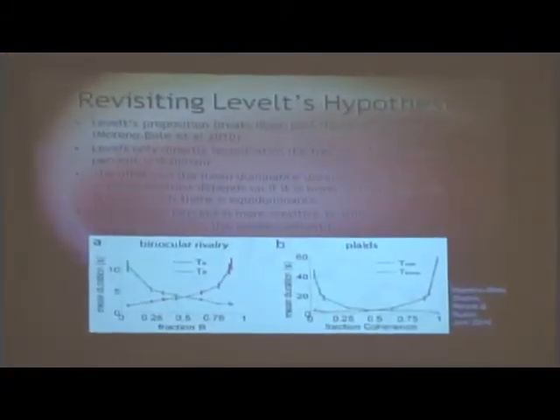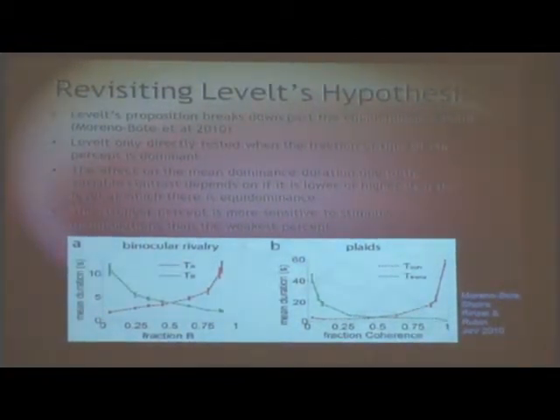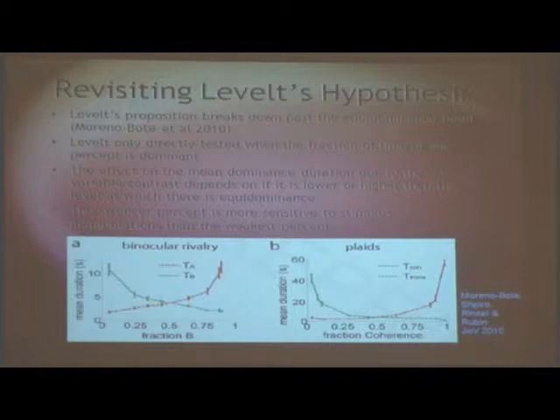So what we're working on in our lab is revisiting this hypothesis, because it seems to break down after the equidominance point, which is when you see both percepts 50% of the time. He only tested when one percept is dominant before the 0.5 dominance point, so this half. And we're looking at this other half over here.